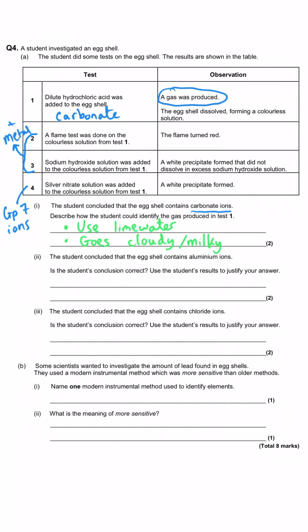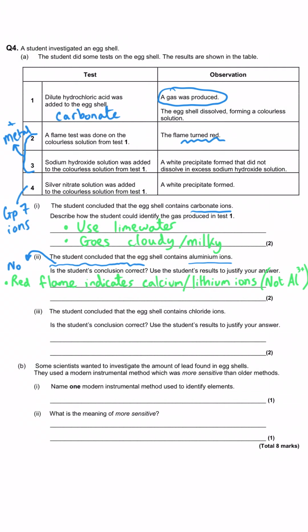Then part 2, the student concluded that the eggshell contained aluminium ions. Do we think that the student was correct? Well, there's 2 reasons actually why they are incorrect. So first of all, the flame turned red during the flame test, and that tells us that calcium or lithium is present, but categorically aluminium would not give us a flame colour. So that is the first piece of evidence that they are wrong.